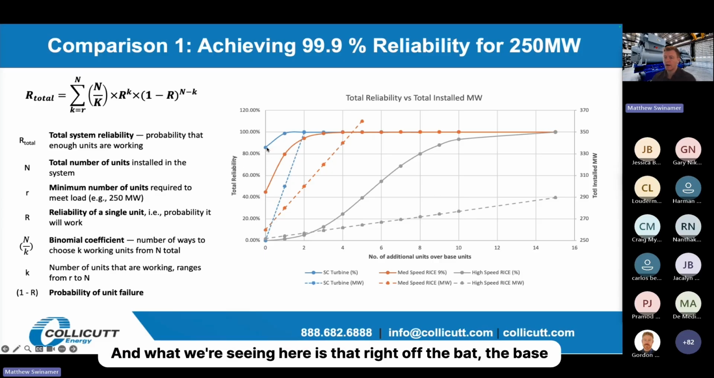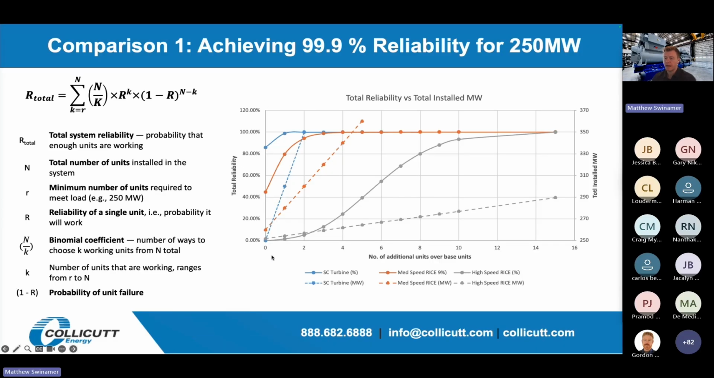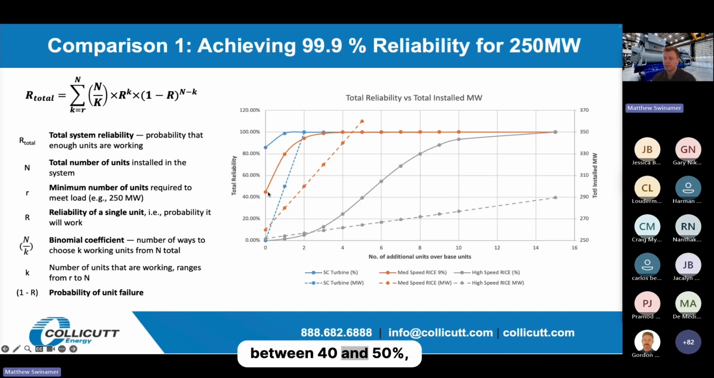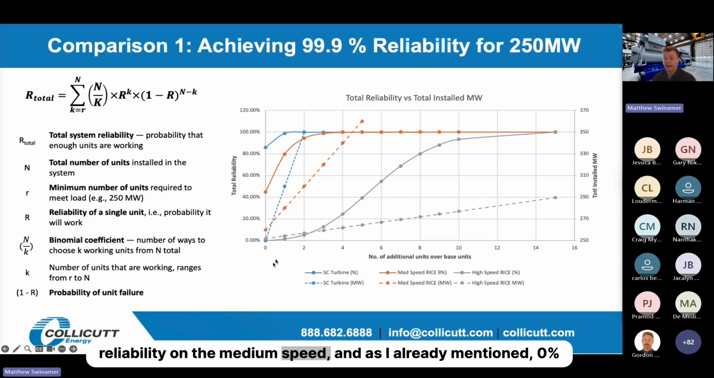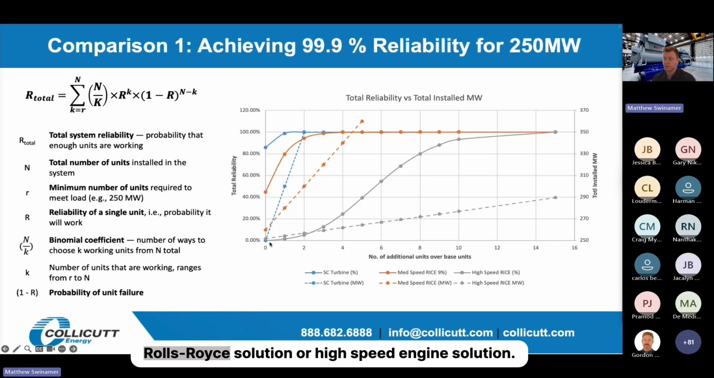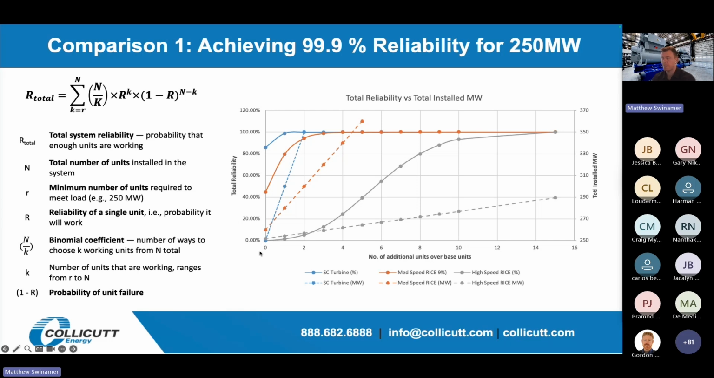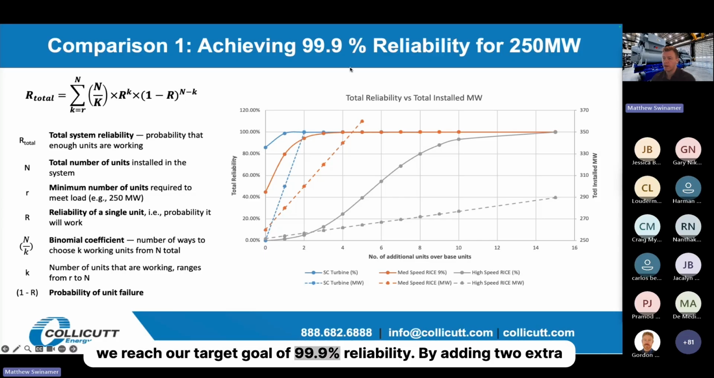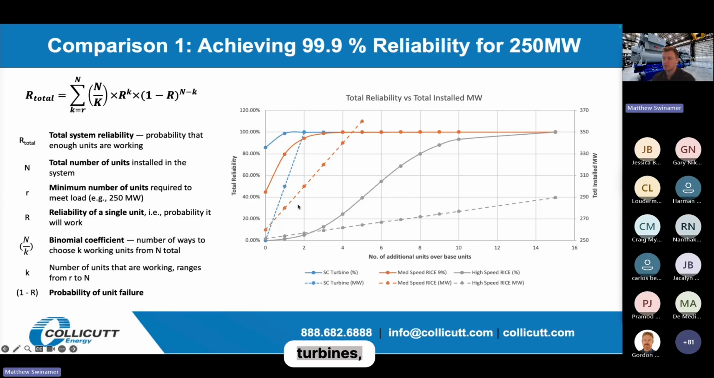And what we're seeing here is that right off the bat, the base reliability, so having the base number of units, we see approximately an 80 to 90% reliability on the turbine solution, somewhere between 40 and 50% reliability on the medium speed, and as I already mentioned, 0% reliability on the high speed Rolls-Royce solution or high speed engine solution. However, as we add additional units, you start to see this reliability increase. So as we add 1 extra unit, we go up to close to 99, and then we reach our target goal of 99.9% reliability by adding 2 extra turbines.